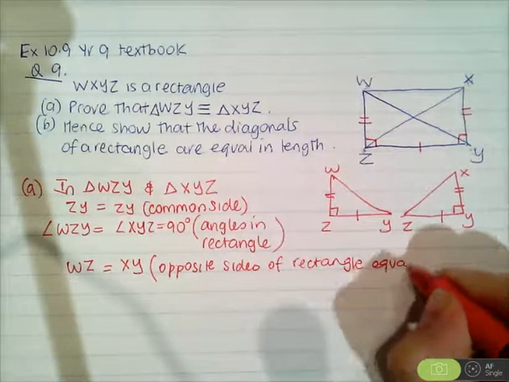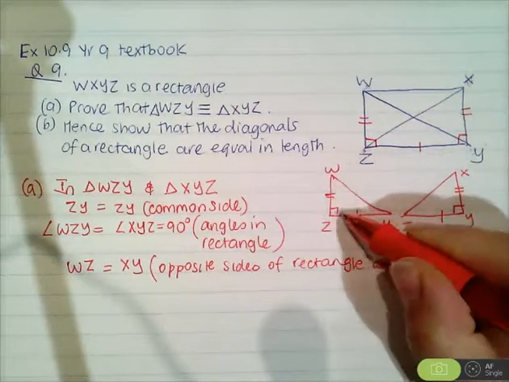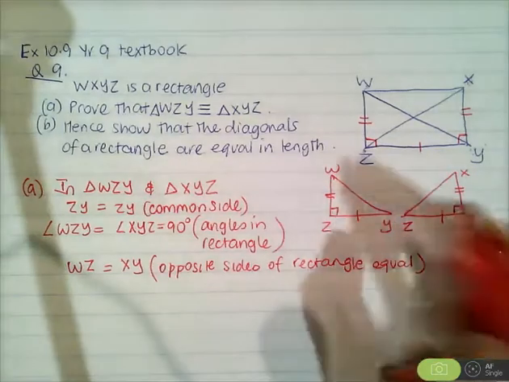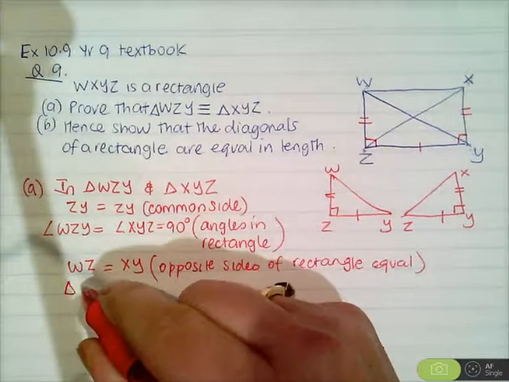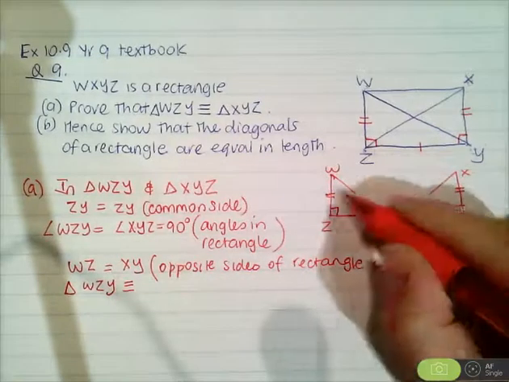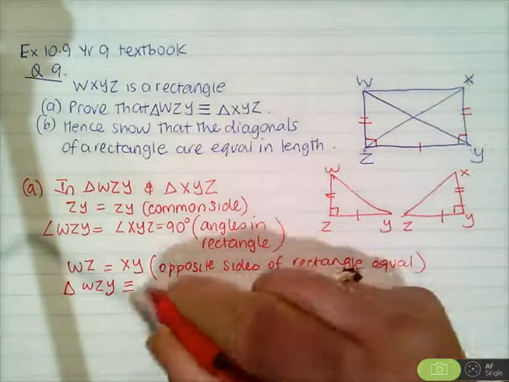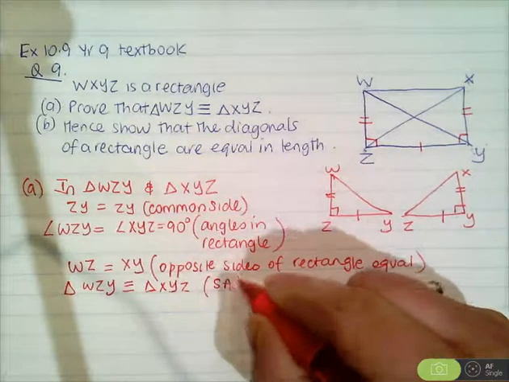So I've marked that here, and we can see, yes, we do have a right angle, but we don't have the hypotenuse, so we can't say RHS. But what we've got is side angle side. So we can say, therefore, triangle WZY, going along the double dash side, the right angle, single dash side, is congruent to triangle XYZ, and the reason is SAS.